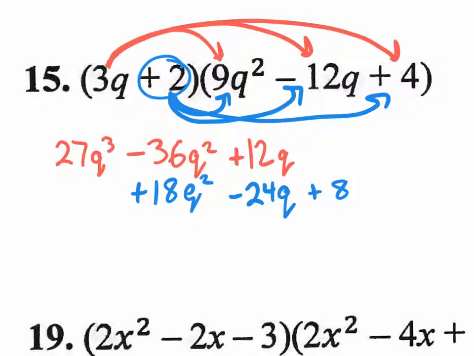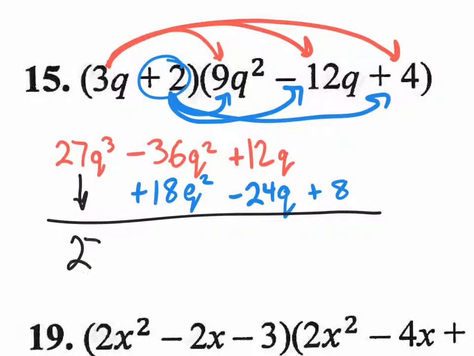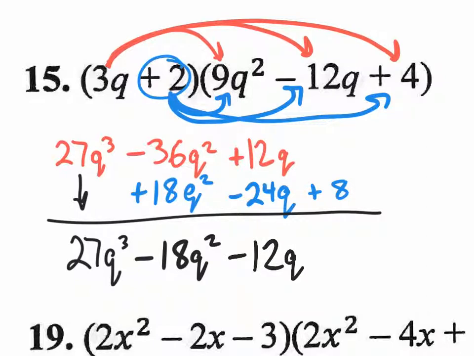So now I'm just ready to combine the like terms, and I'm doing this kind of like in a linear combinations method. The 27q to the third comes down, nothing to combine it with. The minus 36 plus 18 of those q squares, it's like owing $36 and only having 18. You're going to still owe 18 of those q squares. And then right here, you have 12, you owe 24. What do you get? You end up owing 12 of those q's. And then the plus 8 simply comes down.